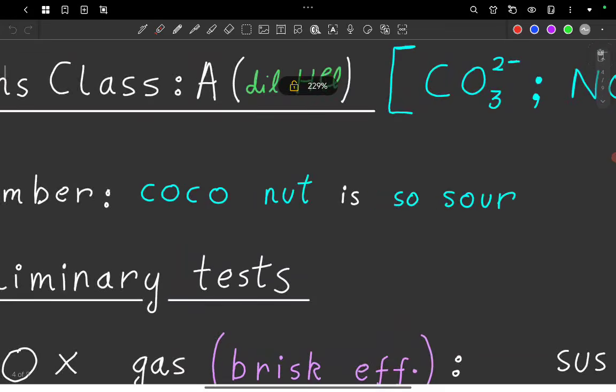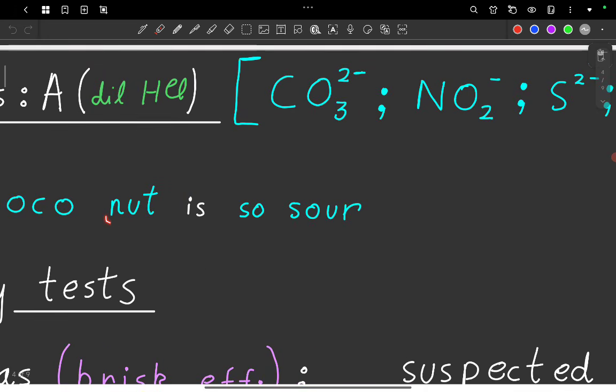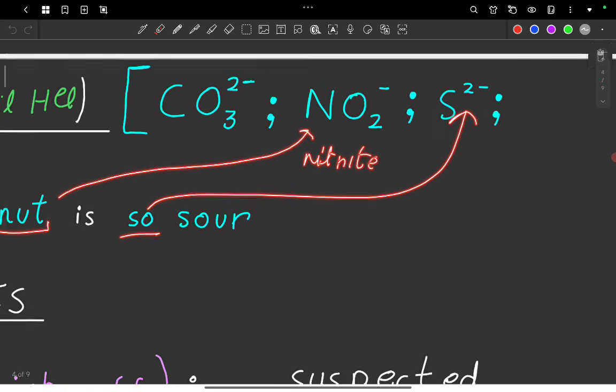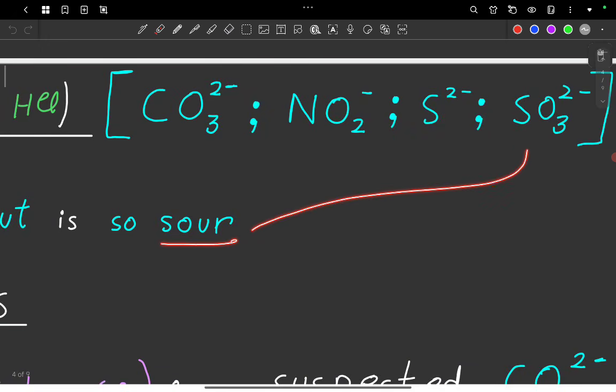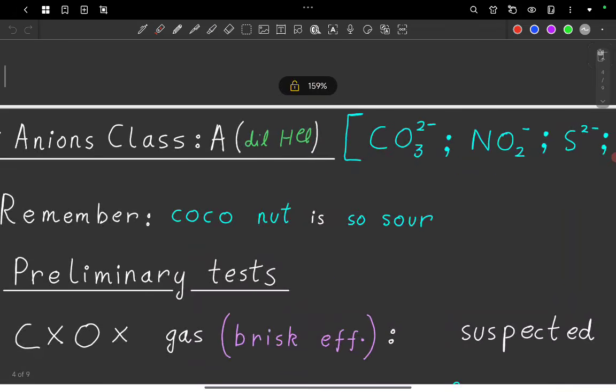What does this do? With "coco", you have to remember carbonate, like C, C. With "nut", you have to remember nitrite. With "so", you have to remember sulfide. And with "sour", you have to remember sulfite. Now your question must be, why did I choose these words?